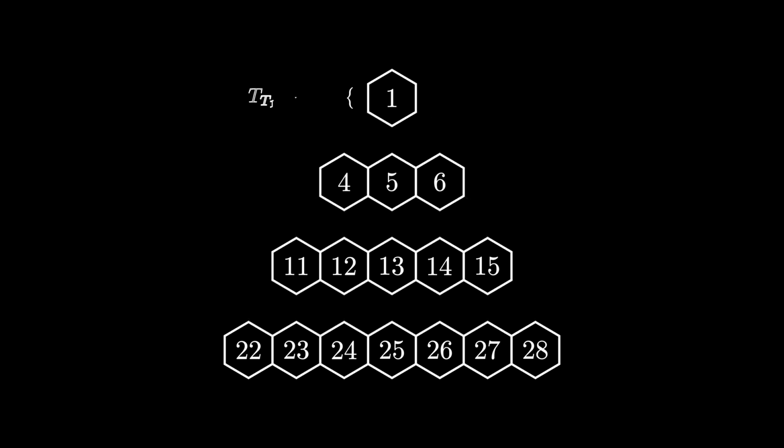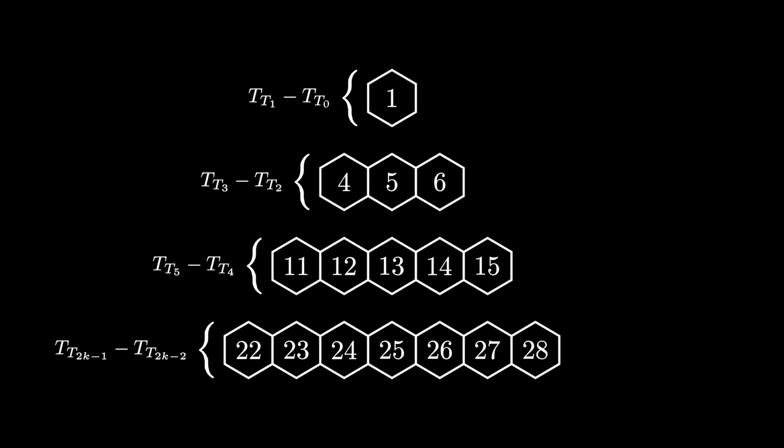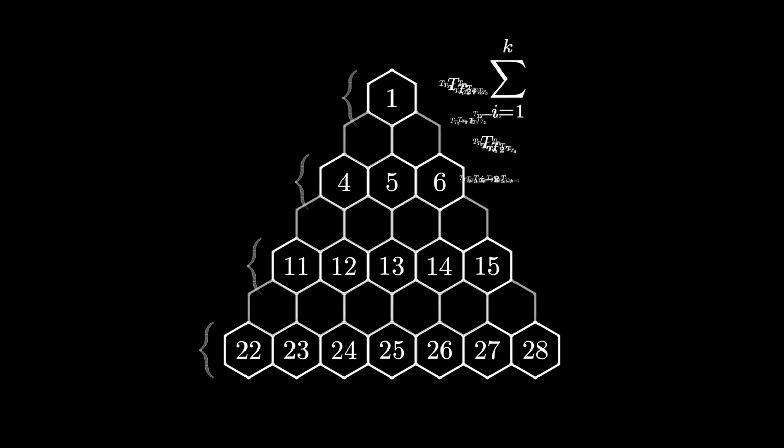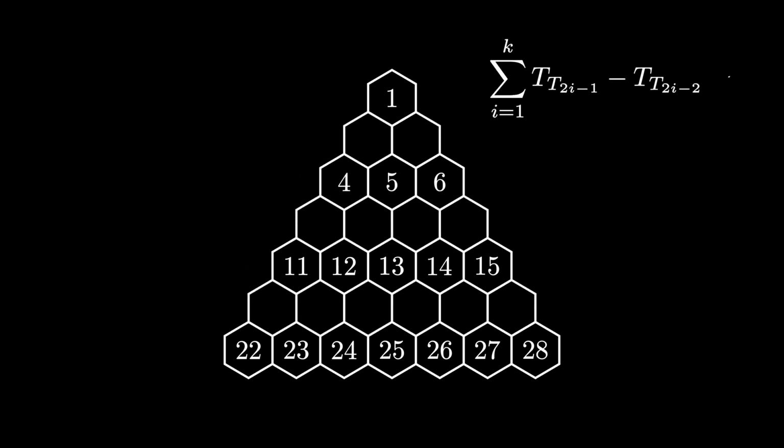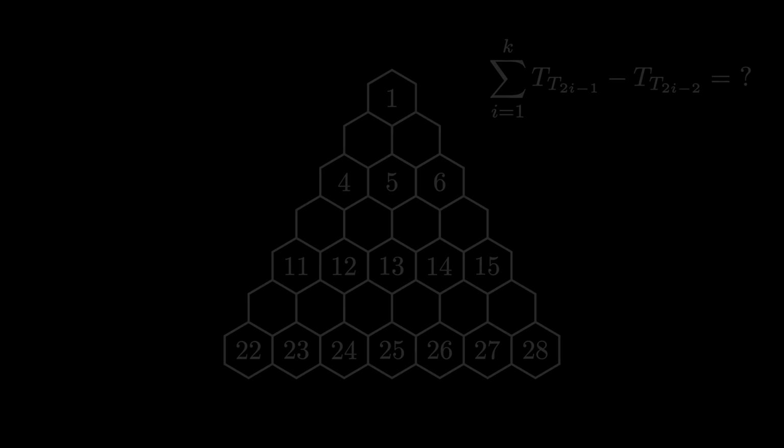In this array, each row can be obtained by taking the difference of the nth triangular number minus the (n-1)st triangular number, as pictured here. So the sum of the entries in the odd-indexed rows from the triangular array can be given by this complicated sum formula here. Is there a way to find an easier formula for this?